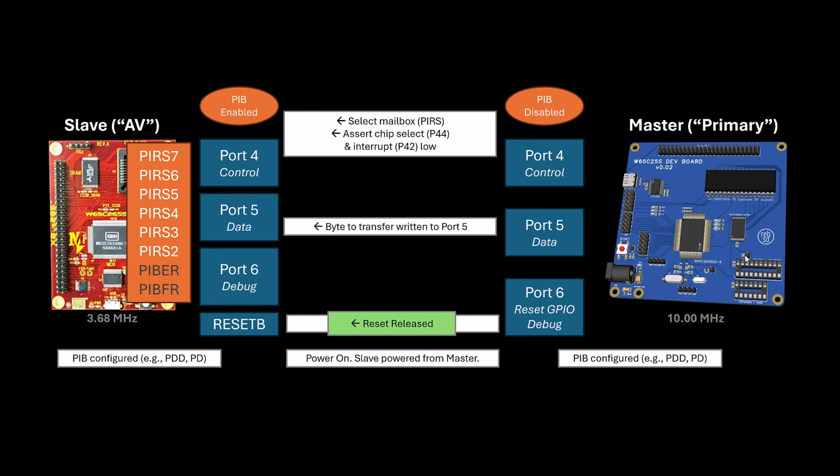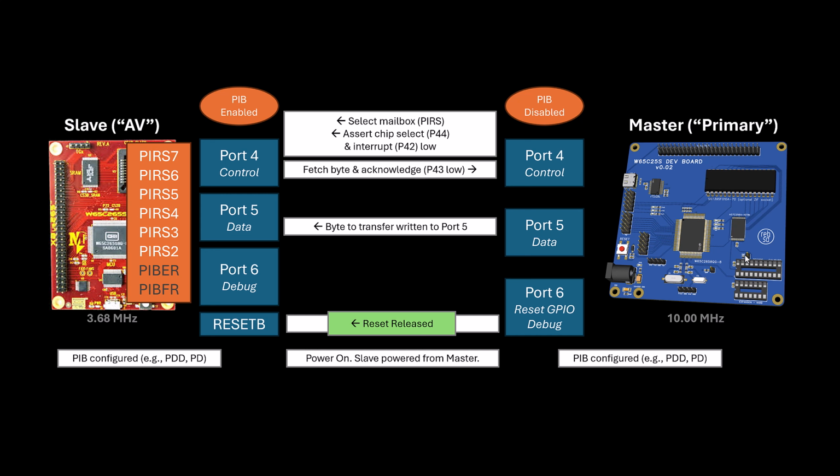So like in my case, I'll show you the code real briefly, but I'm going to say use mailbox, this PIRS 7. And so then I have to select that in my control line. So on port 4, the top 3 lines are to select the PIR. So I'll set that to a 111, which means 7. So then I'm saying when I write this data, I want you to put it into slot 7, essentially. And then I assert the same chip select and interrupt that I did in the last video. And then at that point, the interrupt is properly running on the slave.